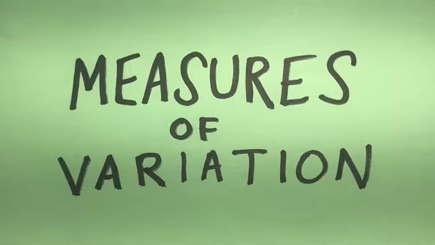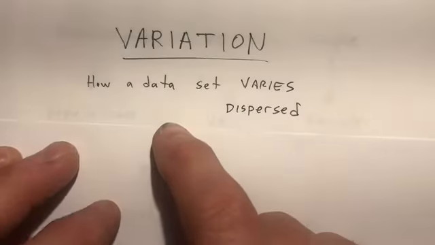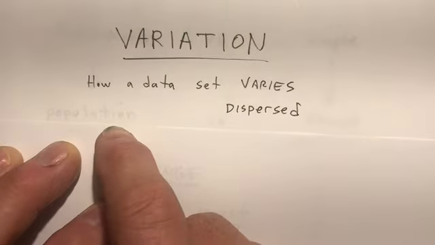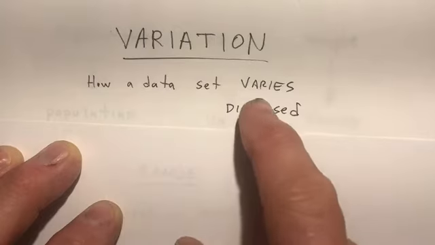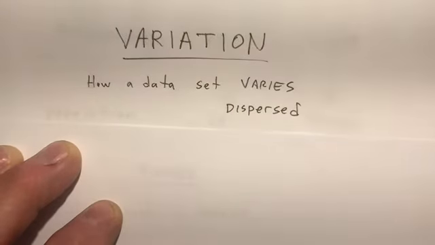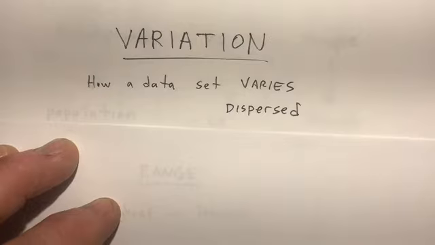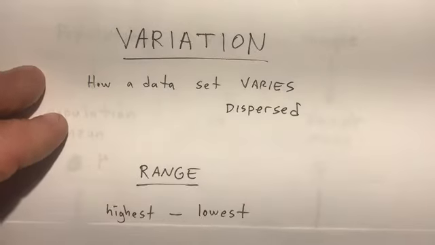All right. In statistics today, we're looking at measures of variation. Variation is important in describing data sets. What is variation? Well, variation is how a data set varies or how it's dispersed, how the numbers are different, and how they're spread out. That's what variation is. We have that with range.